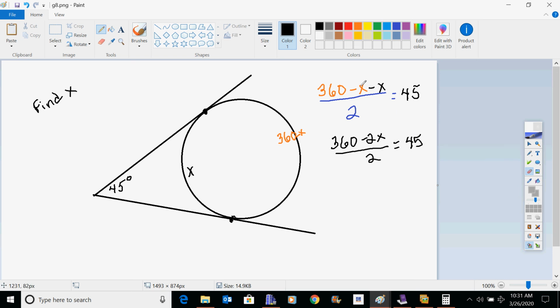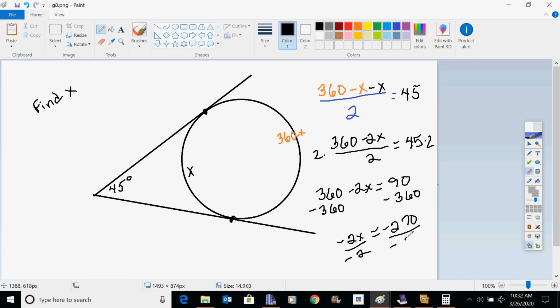Now remember, I cautioned you 1x and 1x is 2x. Just be careful with your algebra. Multiply both sides by 2. So 90 equals 360 minus 2x. Let's do a little of our algebra here. 90 take away 360 gives you negative 270. And if you divide both sides by negative 2, I'll trust that you can divide that out with calculator or however and get 135. So here our x is 135 degrees.